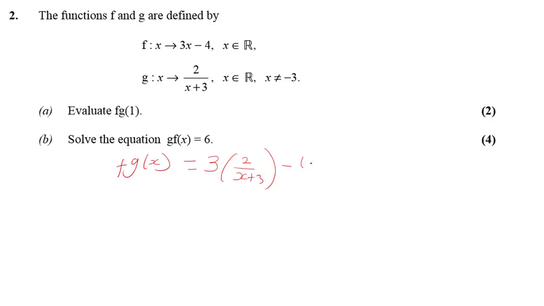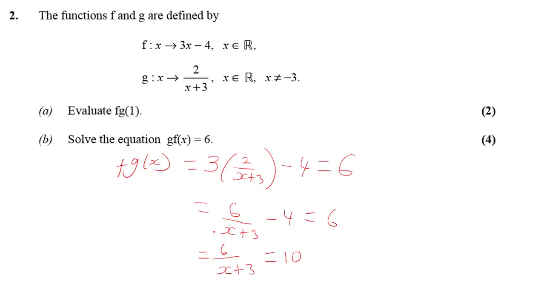Take away 4. Now they say that this one equals 6. That's what they've said there. So that's what I want to do now. So I can open the brackets. I've got 6 over x plus 3 minus 4 equals 6. Okay, so 3 times 2 is 6, and x plus 3 is there, and then minus 4 is not. Next thing to do is to simplify. So I've got 6 over x plus 3 equals 10, because negative 4 becomes positive on this side, so it's 10.